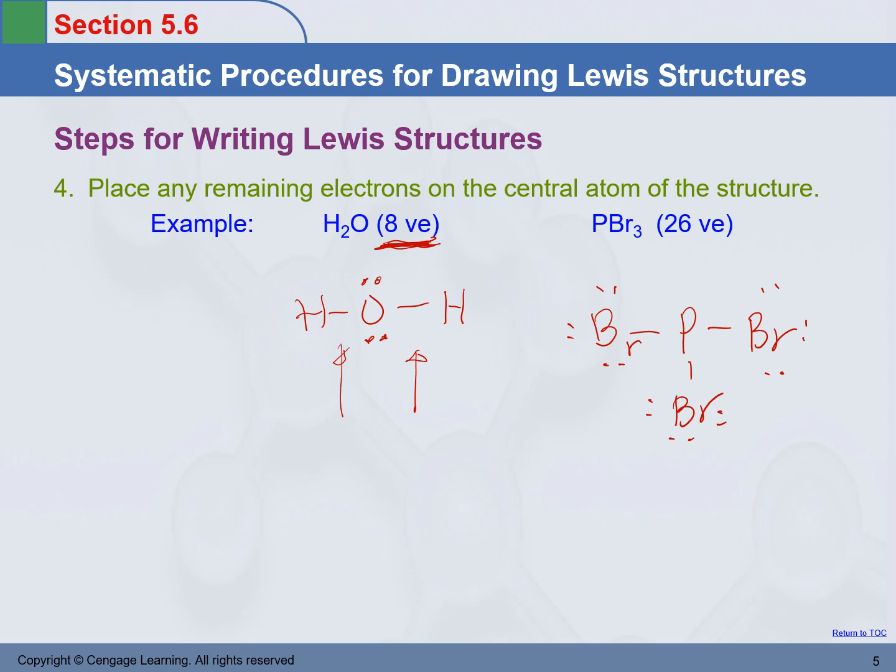On the one on the right, we have 26 at the beginning. Now we have 8, 8, 8, 3, 8, 24. We have 2 left. So let's give the center atom 2 electrons. Give all the remaining valence electrons to the center atom.